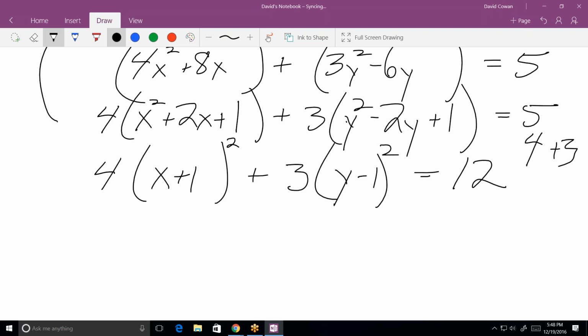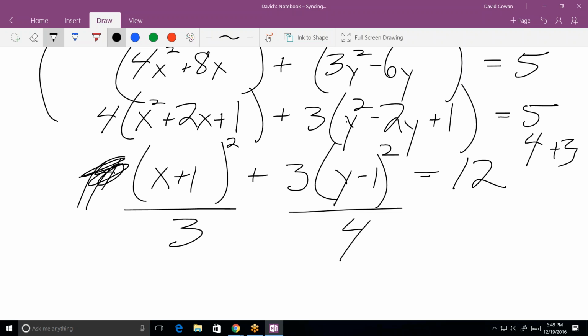Divide both sides by 12. So that's going to get rid of that 4, and it's going to do that and get rid of that 3, and it's going to leave 1 on the other side. Now, and this is really the first time I've been able to figure out which is a. Well, this is a squared, this is b squared.